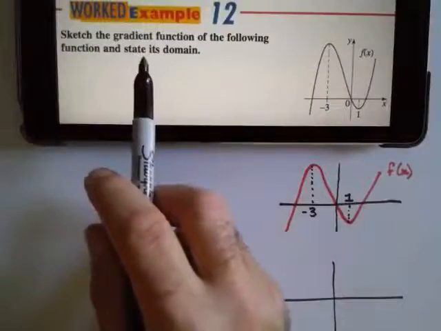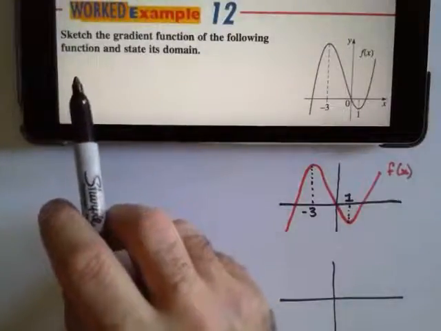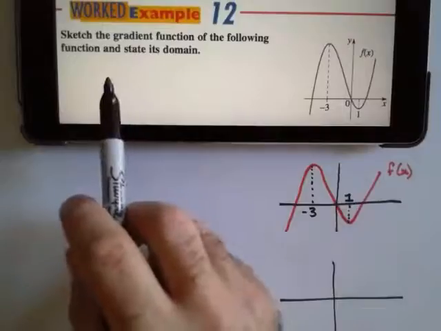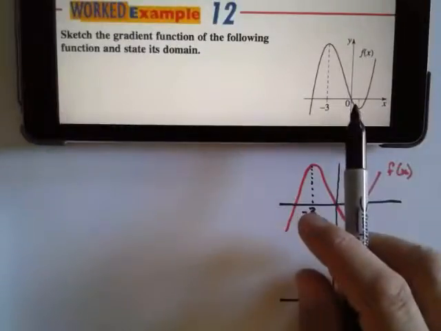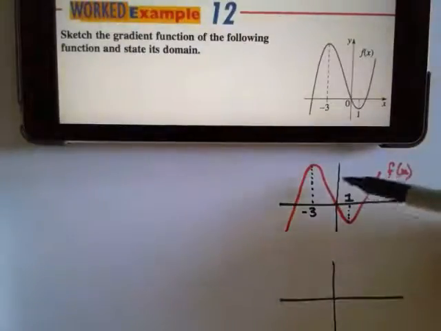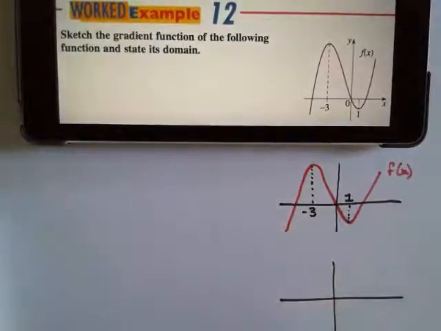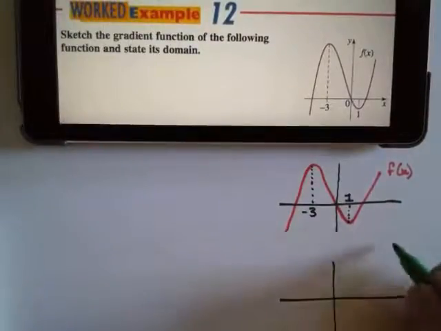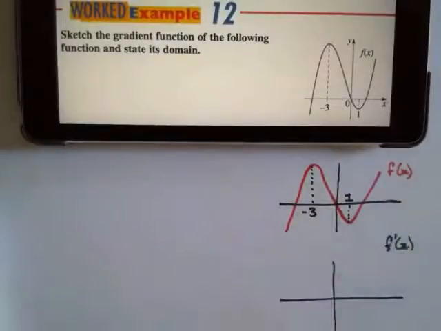Sketch the gradient function of the following function and state its domain. Always redraw the graph, and then the hint I can give you in this case is to redraw the new graph. So where you're going to draw the derivative, do that exactly underneath. Okay, so line up the axes.